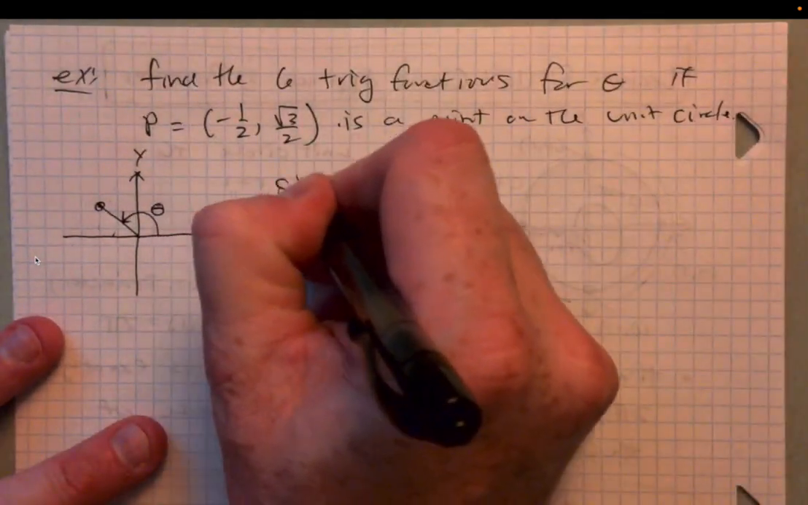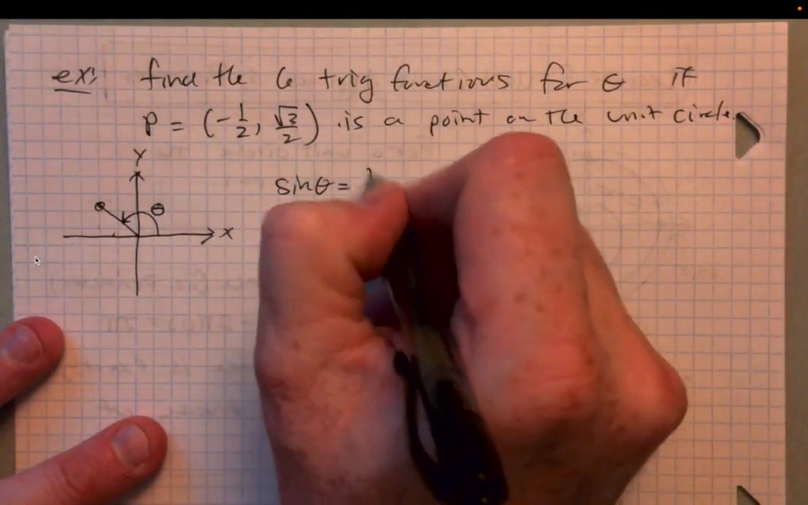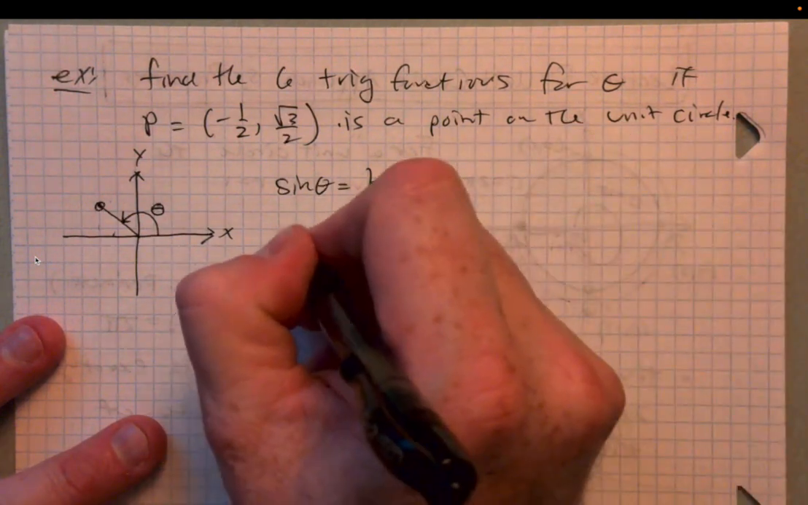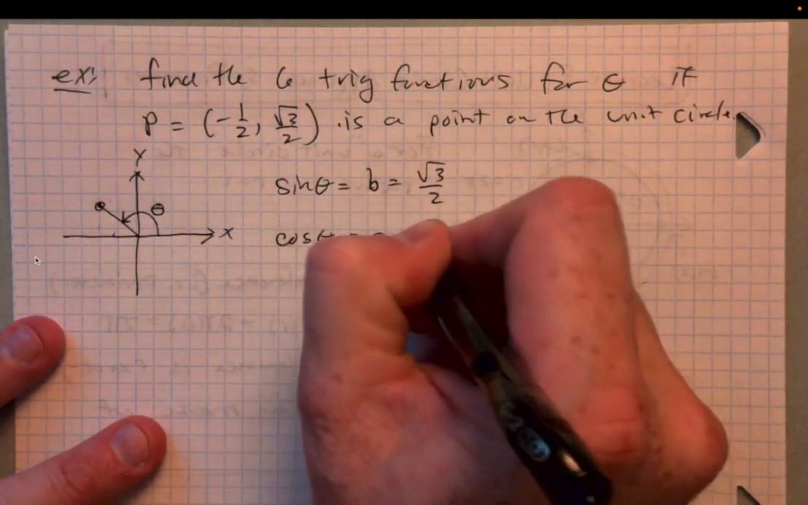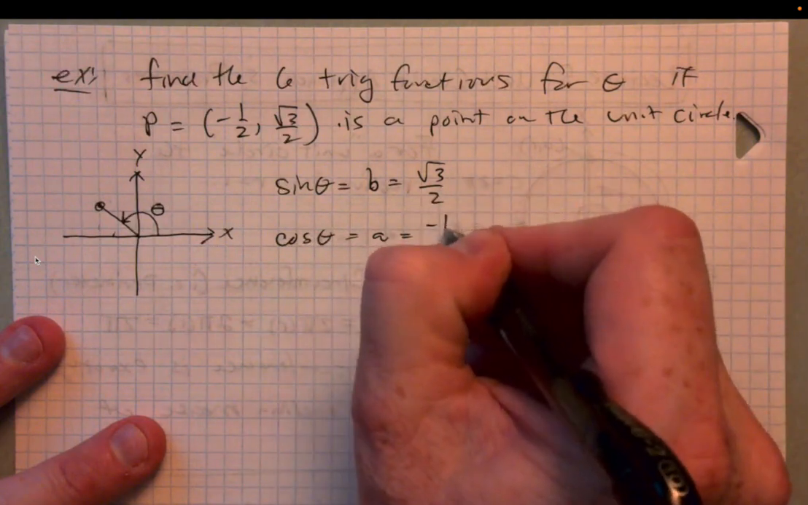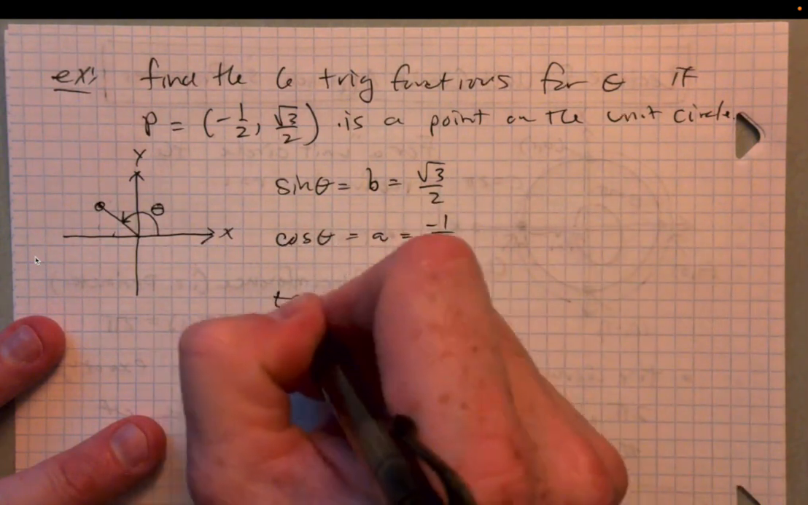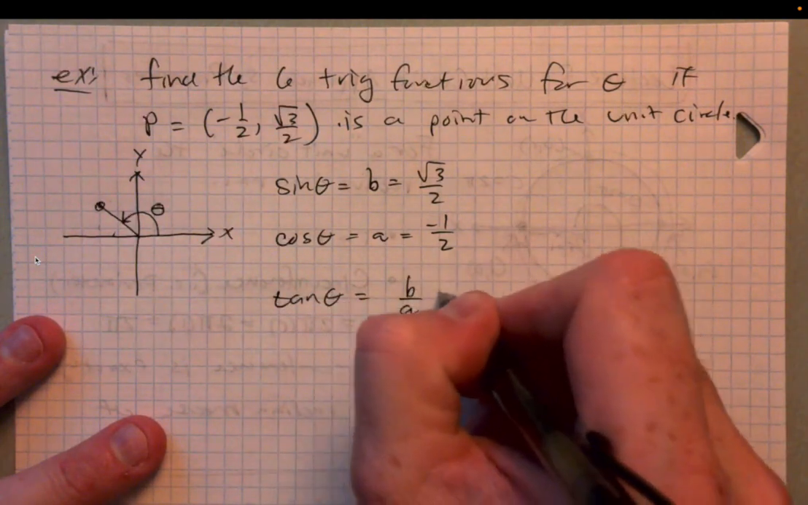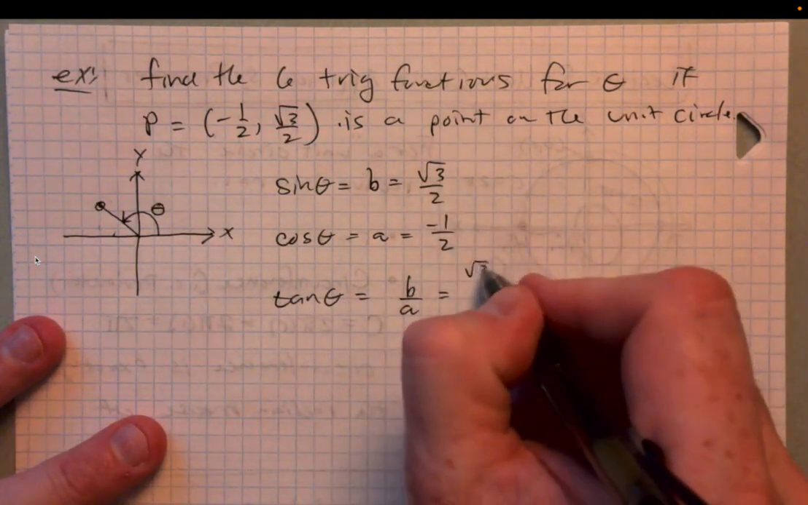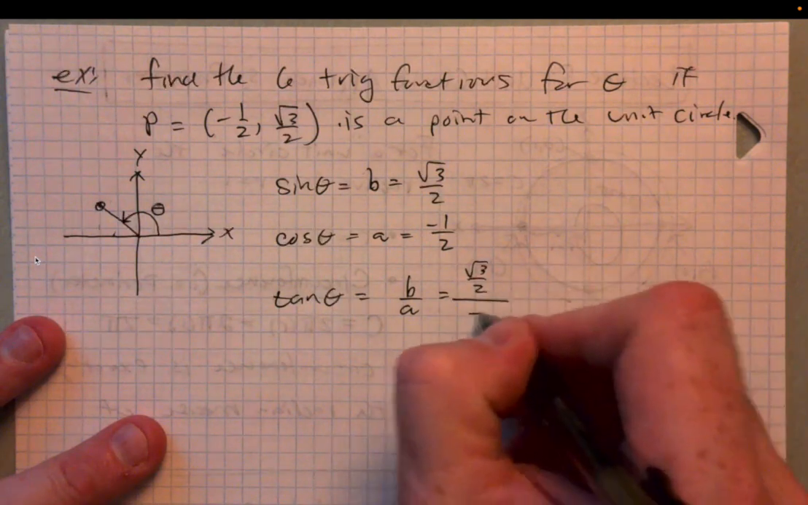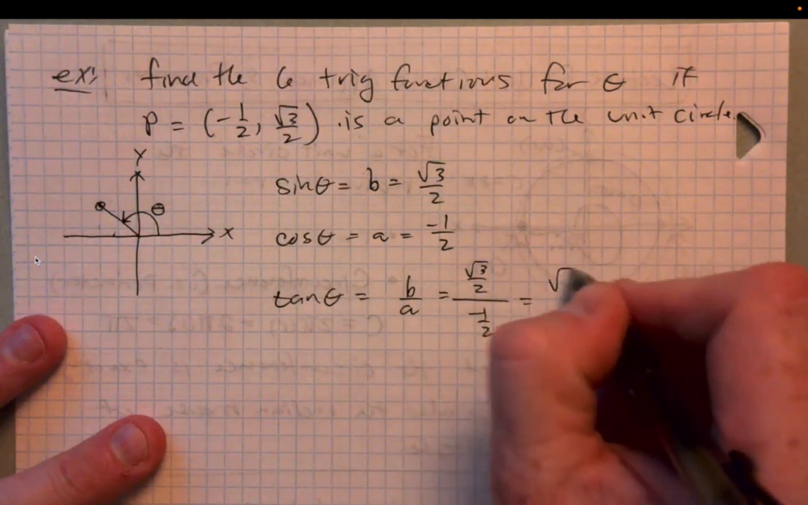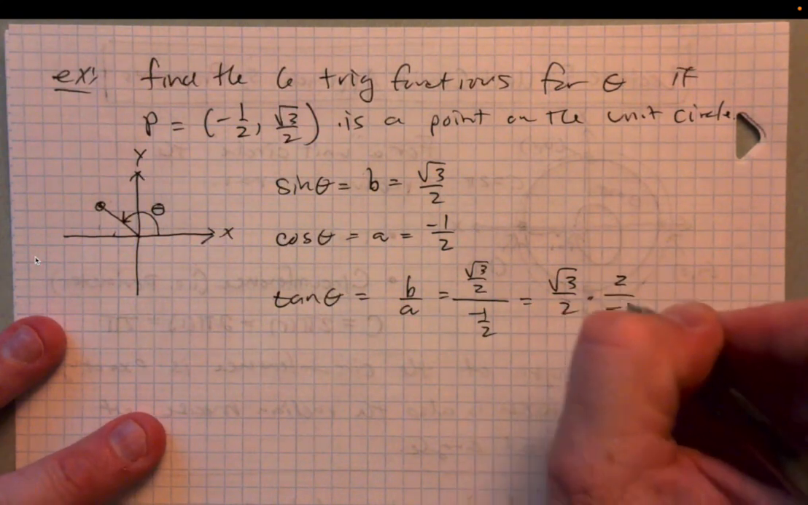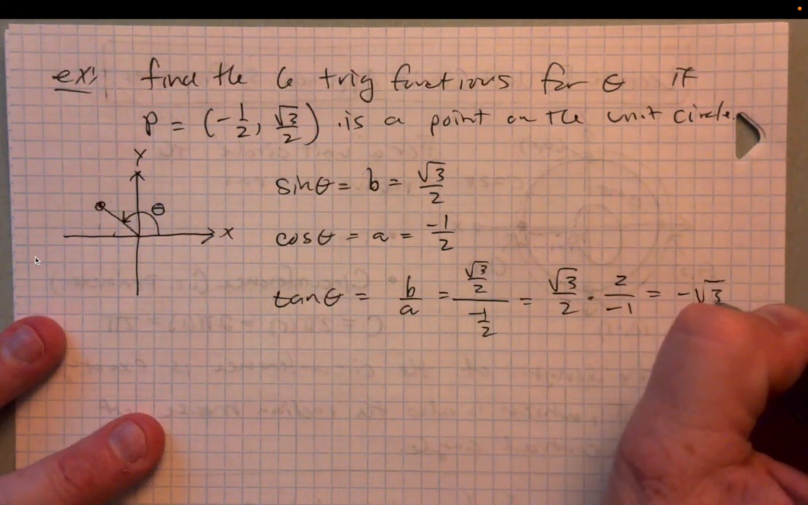So the sine of theta, remember, is equal to b, which would be the square root of 3 over 2. Cosine of theta is a, and that is then -1/2. And the tangent of theta is b over a, right? So that's square root of 3 over 2 divided by -1/2. So square root of 3 over 2 times, you can just flip this upside down, 2 over -1. And so it's negative square root of 3.